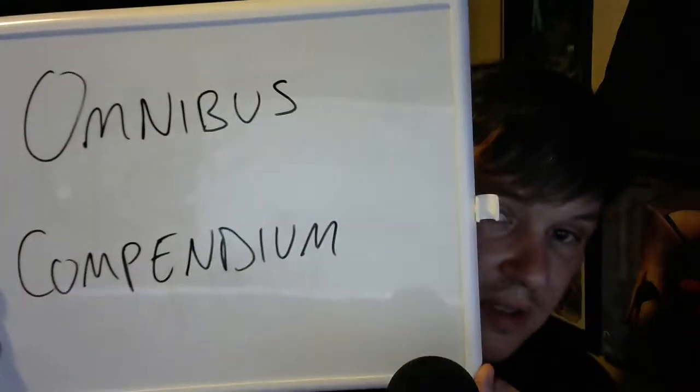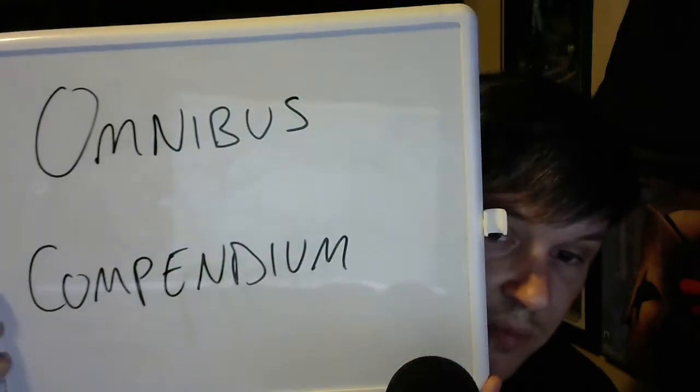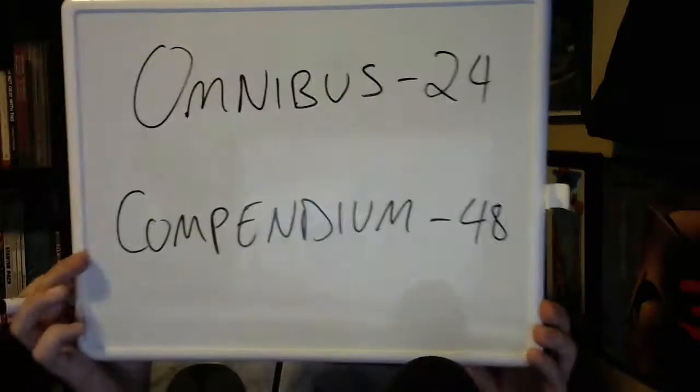More collection words I'm going to show you here are Omnibus and Compendium. Omnibus, I don't know if there's a different way of saying that, and if so, I'm sorry. The Omnibus usually has 24 issues. It's a nice thick book. The compendiums usually have 48 issues.